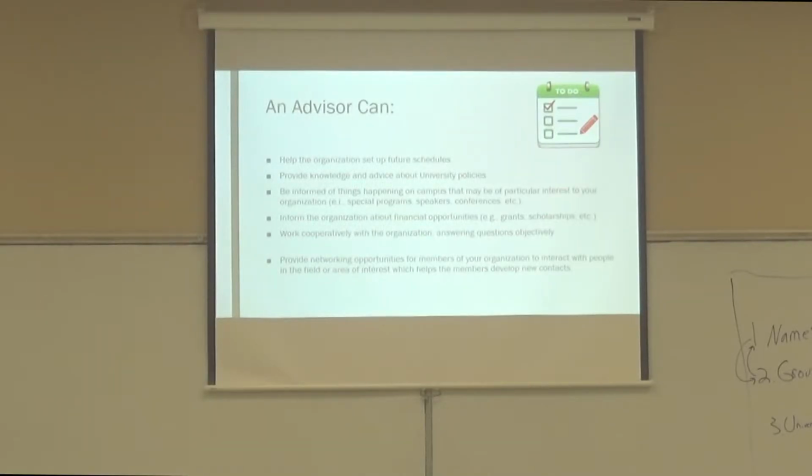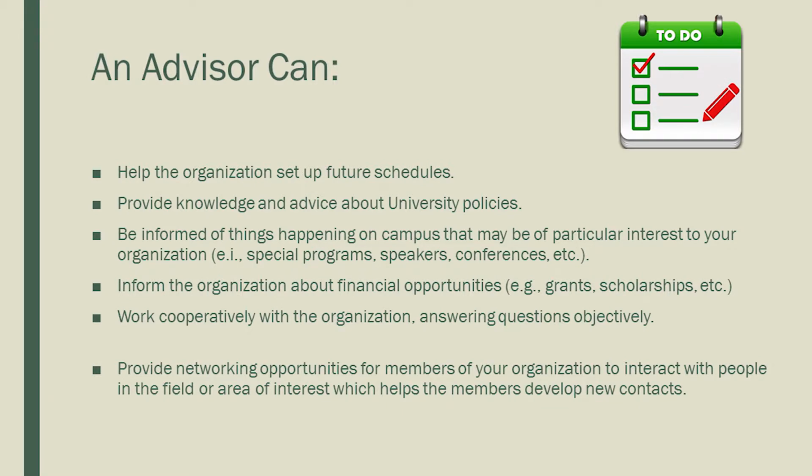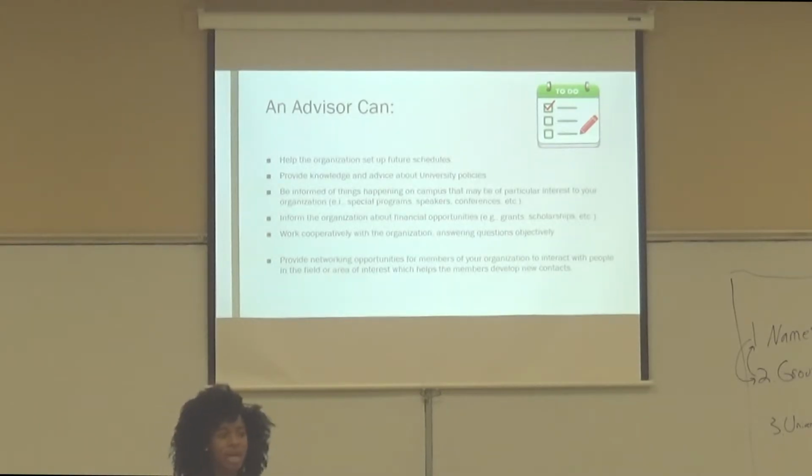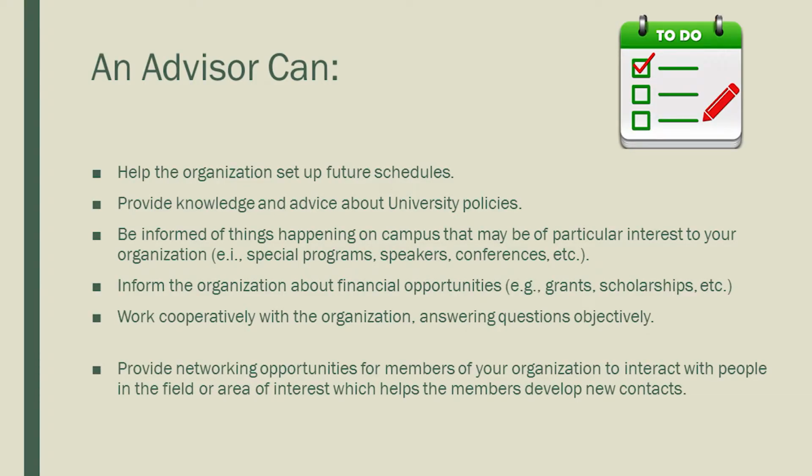Some other things. It can help the organization set future schedules. So again, that goes with the evaluation of the organization. If you're wanting to create something new, that's what they're there for. Provide knowledge and advice about university policies. So this goes mostly with programming and creating new programs. Your advisor can serve as a great resource to tell you, okay, well, you can't have this item at this event because of this policy, or did you think about this because of this policy? So it's good to have them in meetings whenever you're planning your programs, just to have that extra expert knowledge in your meetings and in your event planning.